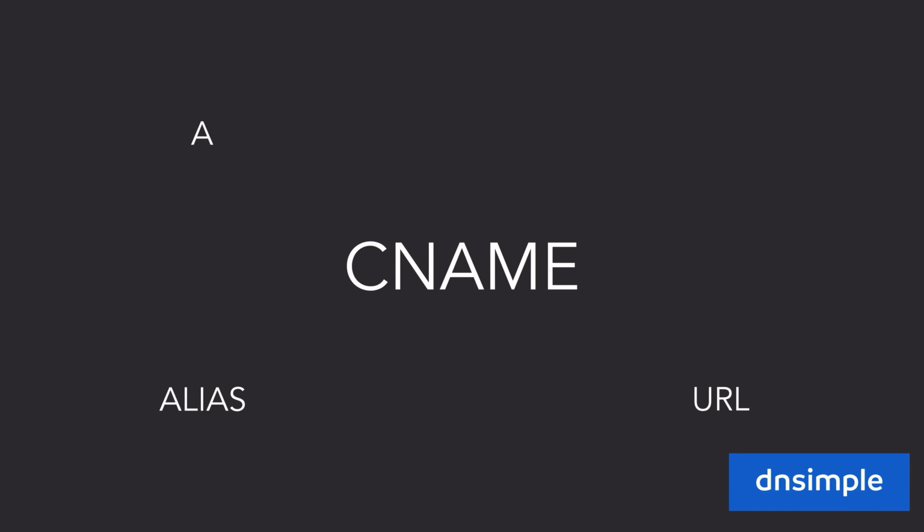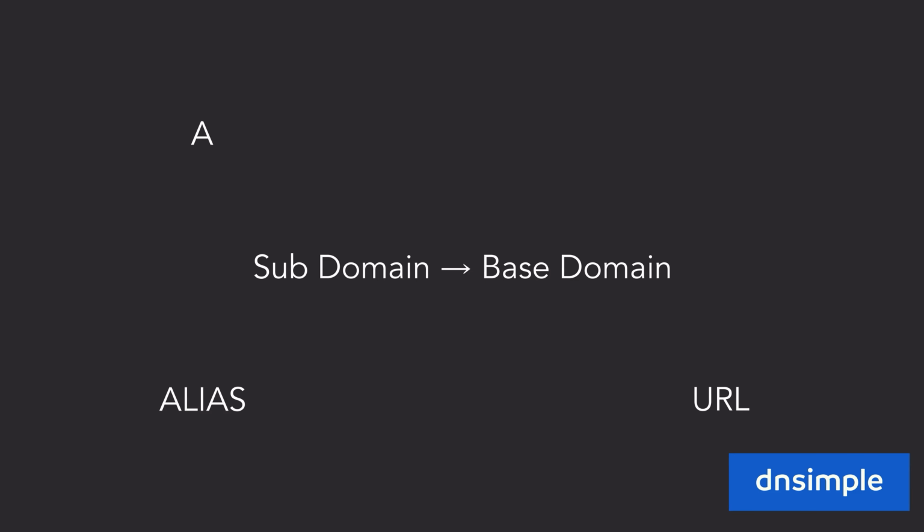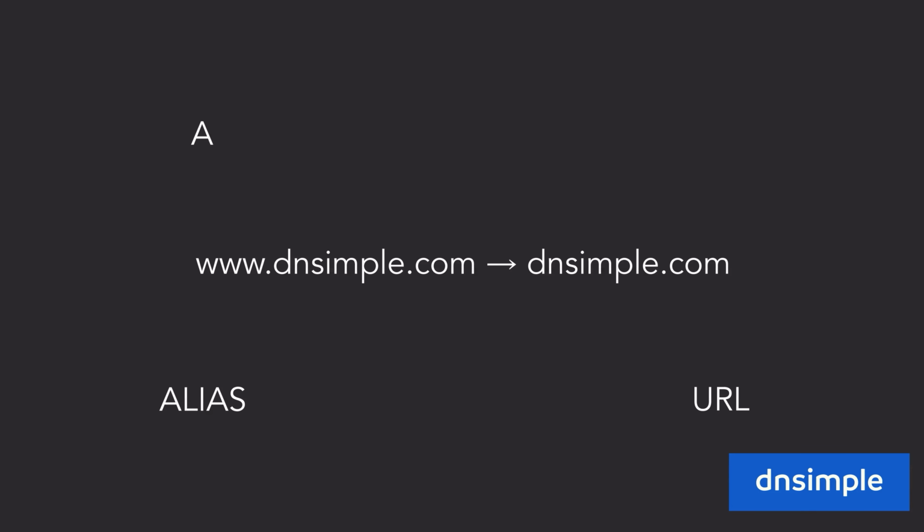A canonical name record, or CNAME record, is typically used for mapping one host name to another. It's best used in a case where you don't need another record for the domain that it's attached to, since you cannot have another record for that name at the same time.